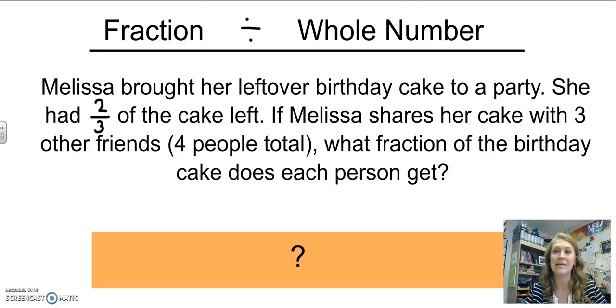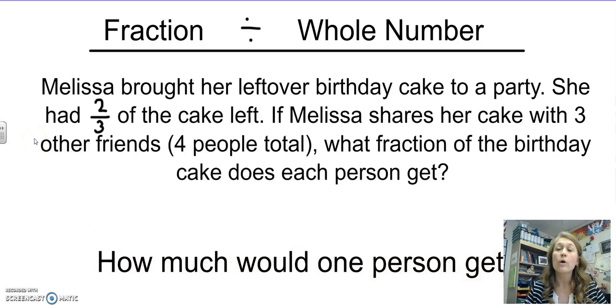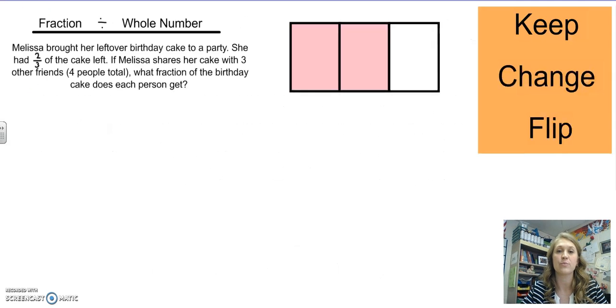does each person get? In this case, we're now taking a fraction, 2/3 of the cake, and we're dividing it by a whole number, 4 people. It's important when we do fraction divided by whole number to remember we're looking at how much of the whole thing each person gets. How much would one person get of the whole? So let's look at how we would solve this problem.